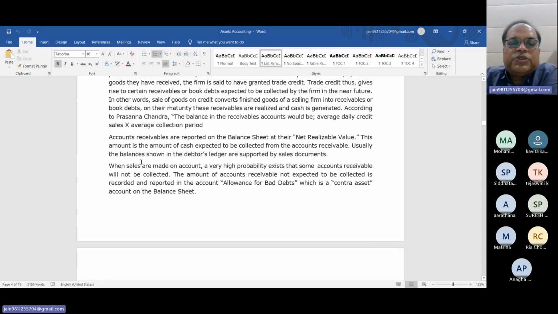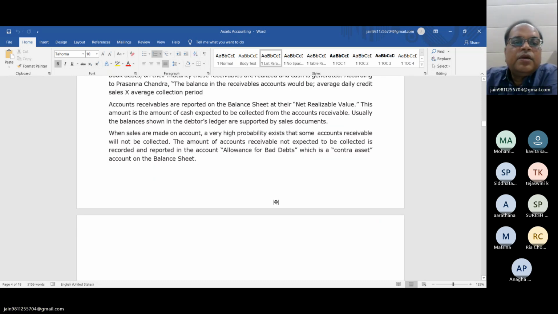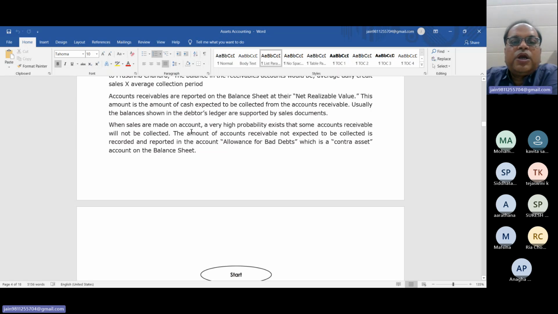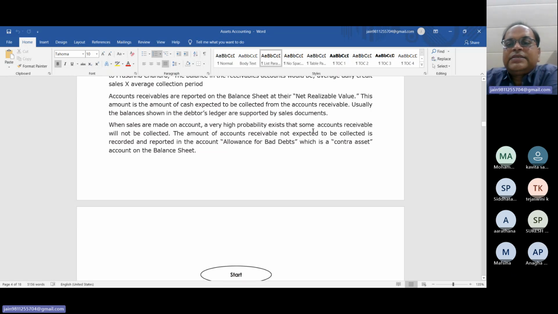Usually the balances shown in the debtor ledger are supported by sales documents. When sales are made on account, a very high probability exists that some account receivable will not be collected.